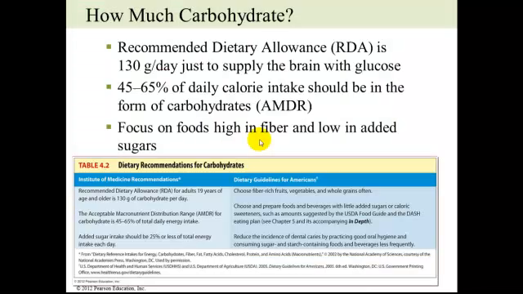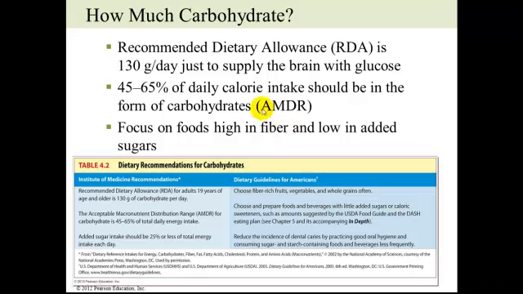So all of this together should have you thinking, how much carbohydrate should I be taking in? Taking a quick look at the RDA, remember the RDA is the recommended dietary allowance. For adults 19 or older it is 130 grams per day. Now that is the minimum. That is just supplying the brain with glucose.